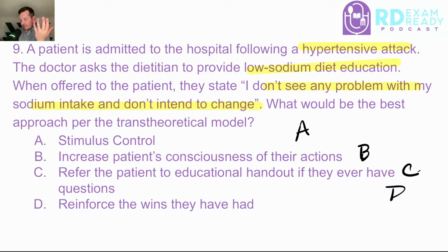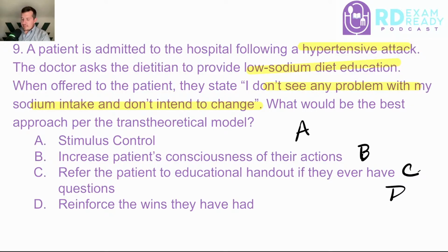Okay. So transtheoretical model, right? That's going to be pre-contemplation, contemplation, preparation, action, and then finally maintenance. Hopefully, we get to that point there, right? So I don't know about you, but this patient does not seem like they're very interested in changing. I don't see any problem with my sodium intake and don't intend to change. It feels as though they may be in pre-contemplation to me, where they're not aware or they don't care. They're not interested in changing anytime soon. So let's keep that in mind going forward here.